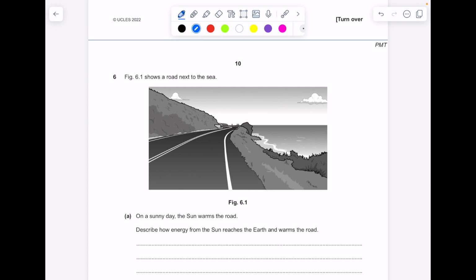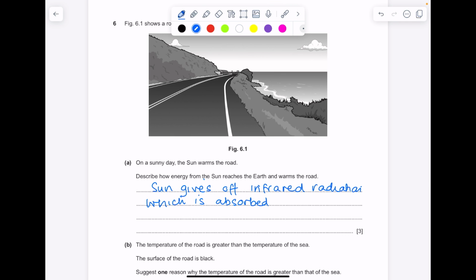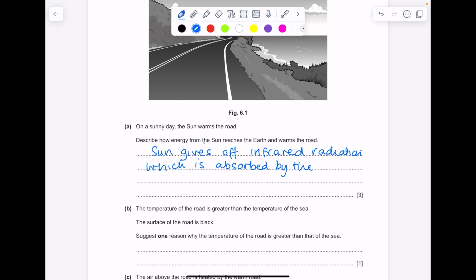Figure 6.1 shows a road next to the sea. On a sunny day, the sun warms the road. Describe how energy from the sun reaches the earth and warms the road. So energy from the sun reaches the earth. We're talking about heat energy, so it's going to be infrared radiation. So the sun gives off infrared radiation, which is absorbed by the black surface of the road.